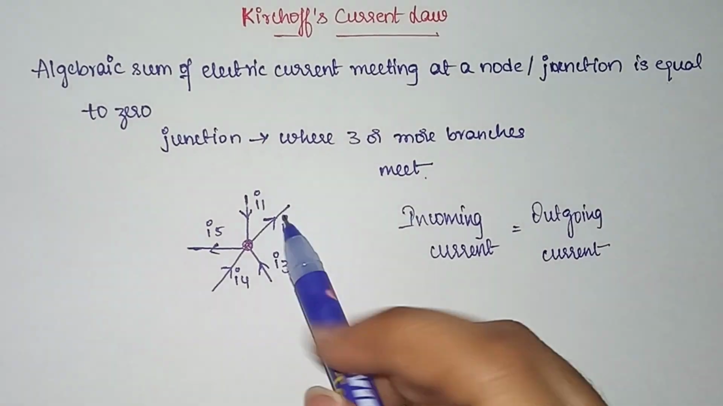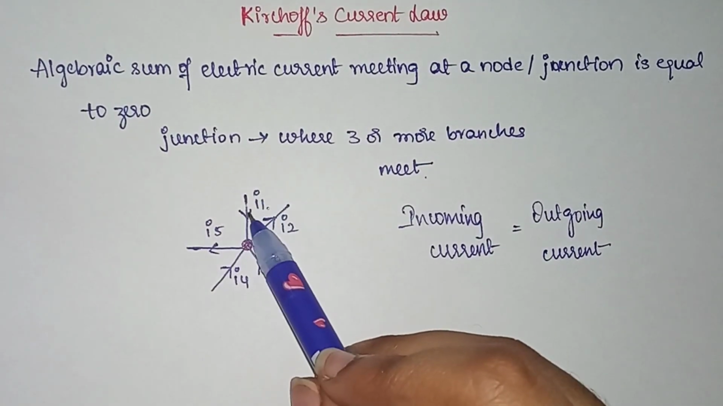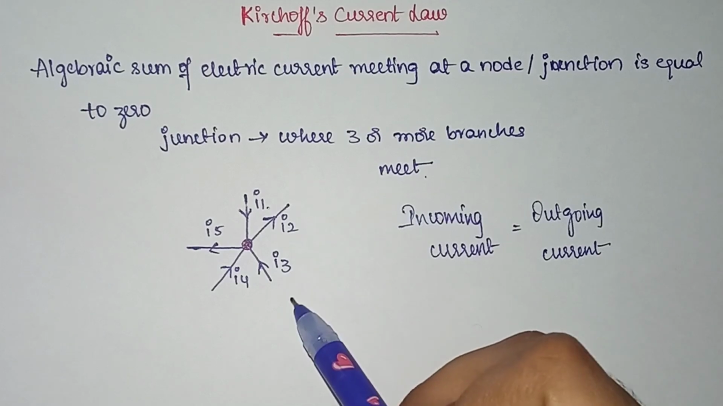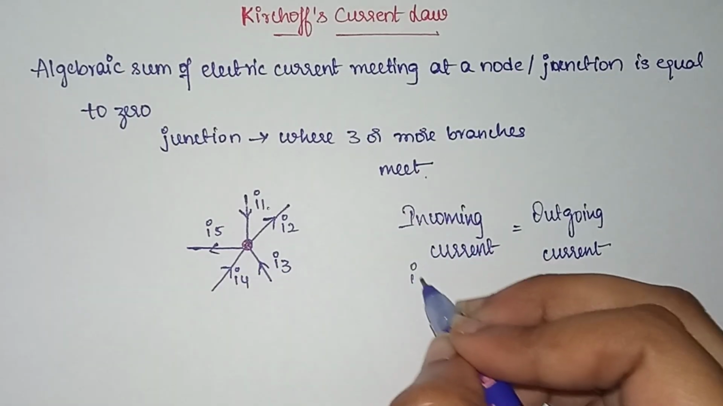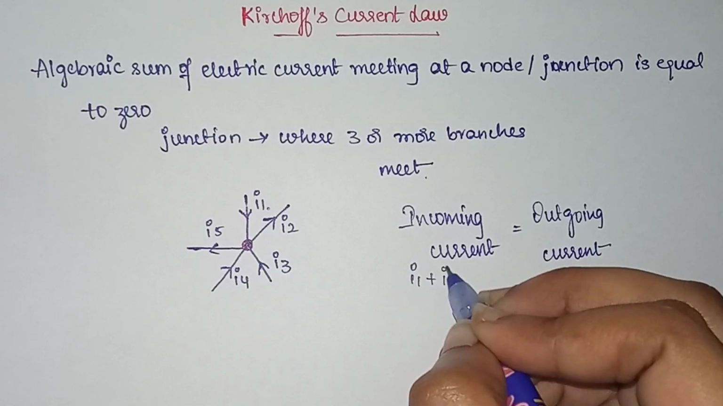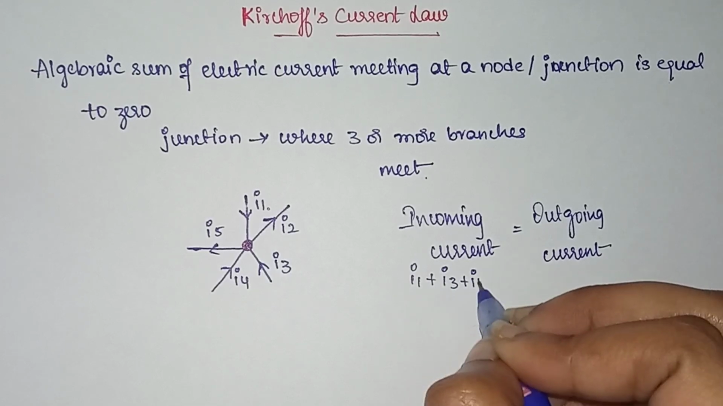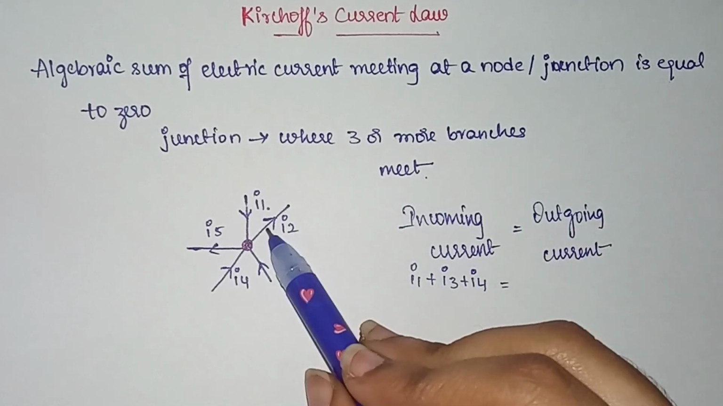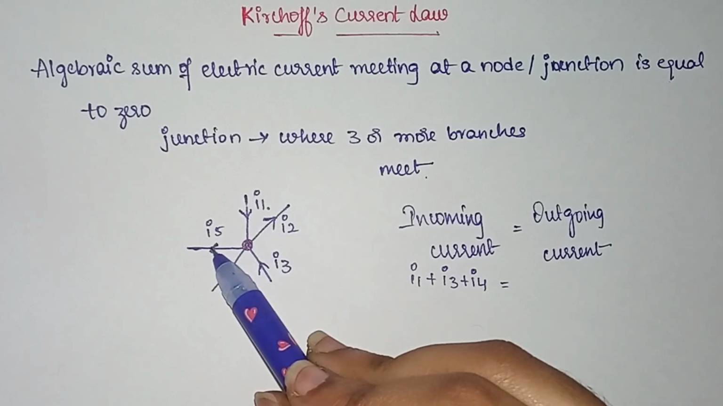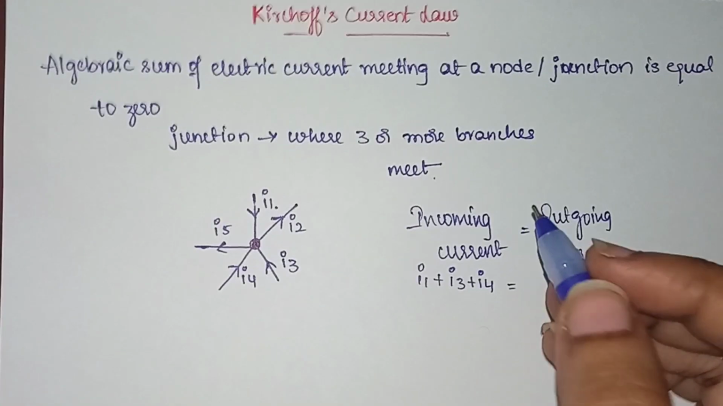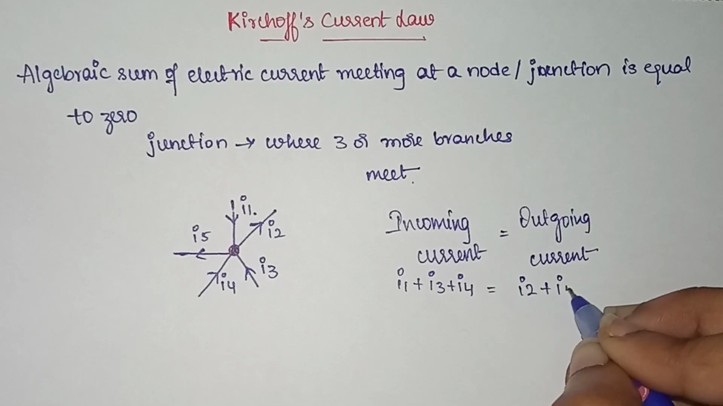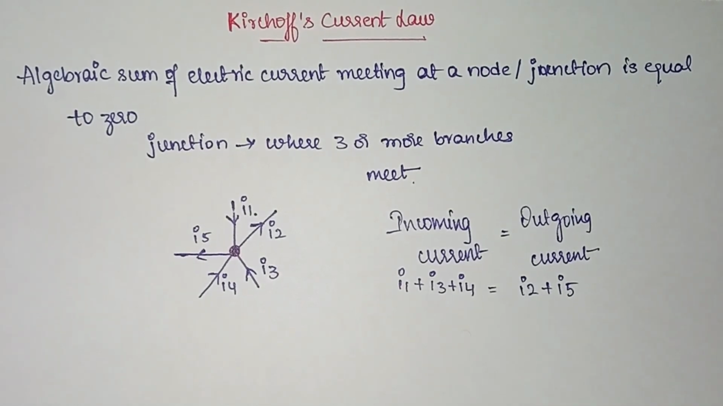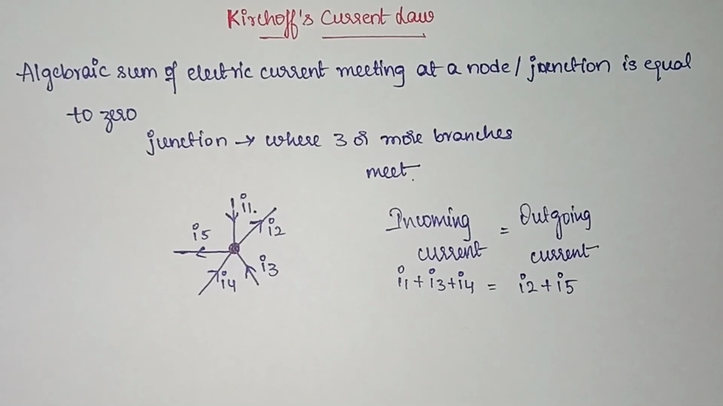If we consider this case, what are the incoming currents? I1 is an incoming current, I3 is an incoming current, and I4 is an incoming current. So I1 plus I3 plus I4 will be equal to the outgoing currents. I2 is an outgoing current and I5 is an outgoing current, right? So I2 plus I5 are the outgoing currents.